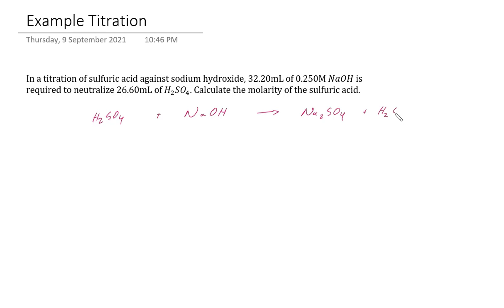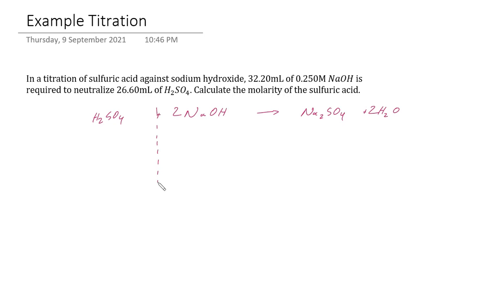and the other product is water. And of course, the first thing we need to do after writing our equation is to balance it. So I need two sodiums, and the hydrogen from there will combine with the hydroxide to make water, but I've got two of them, so I need two more hydrogens to make water, so I'll make two water molecules, and that's all balanced.